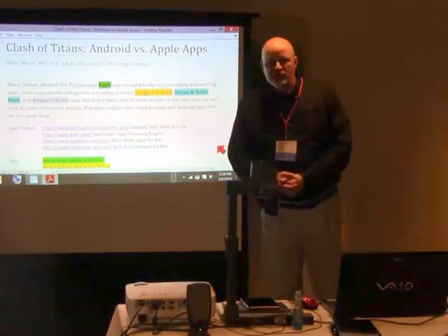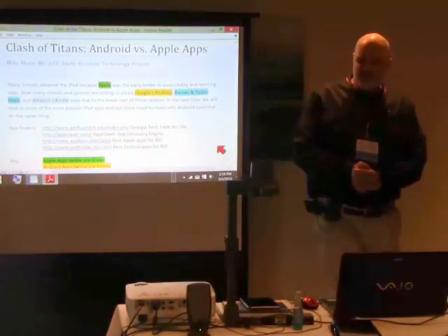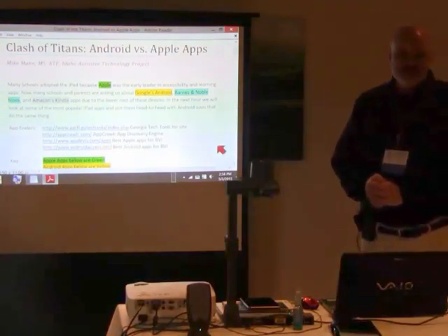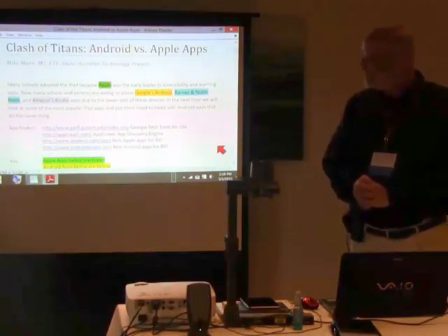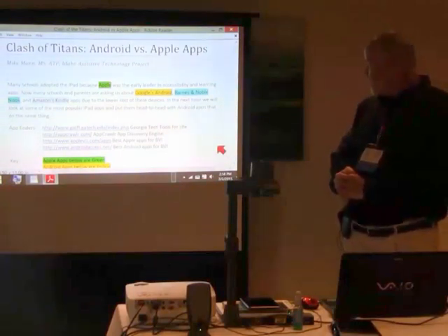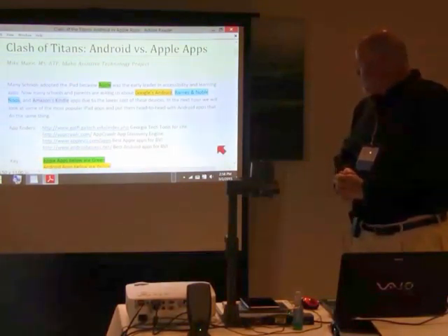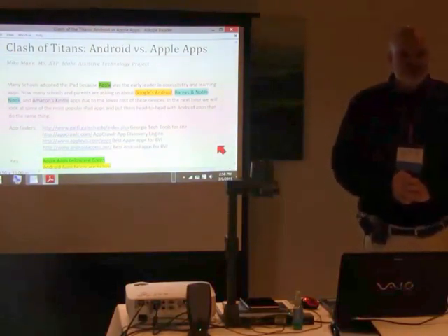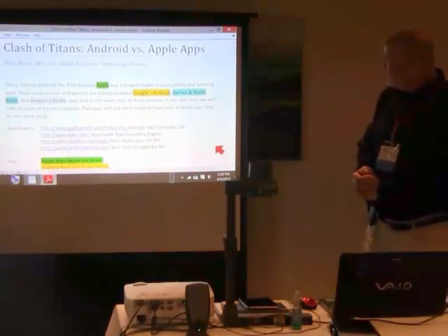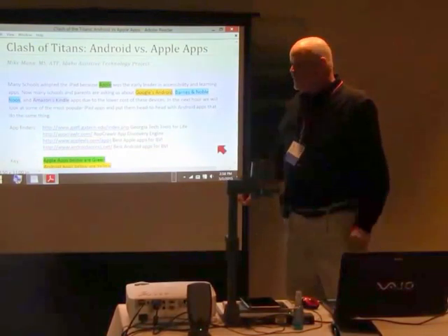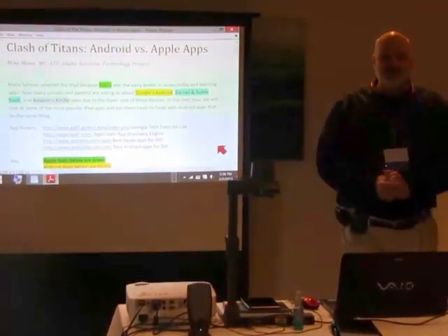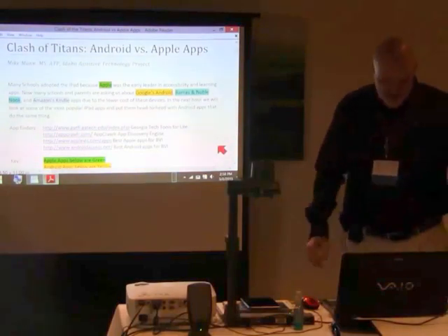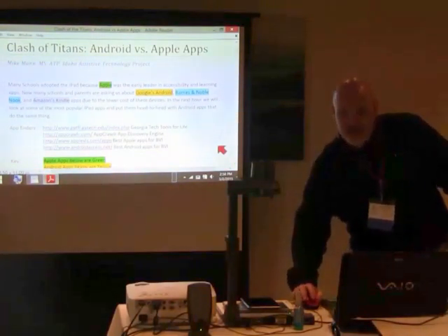AppleVis.com is my favorite place to go for information about apps for blind and visual impairment, which is what BVI stands for. And then the last one, AndroidAccess.net, is the same thing as AppleVis, but it's for Android. So if you're an Appleholic, you would go to AppleVis, and if you're an Androidaholic, you would go to AndroidAccess.net to see what is best for blind and visual impairment. Any questions on that?